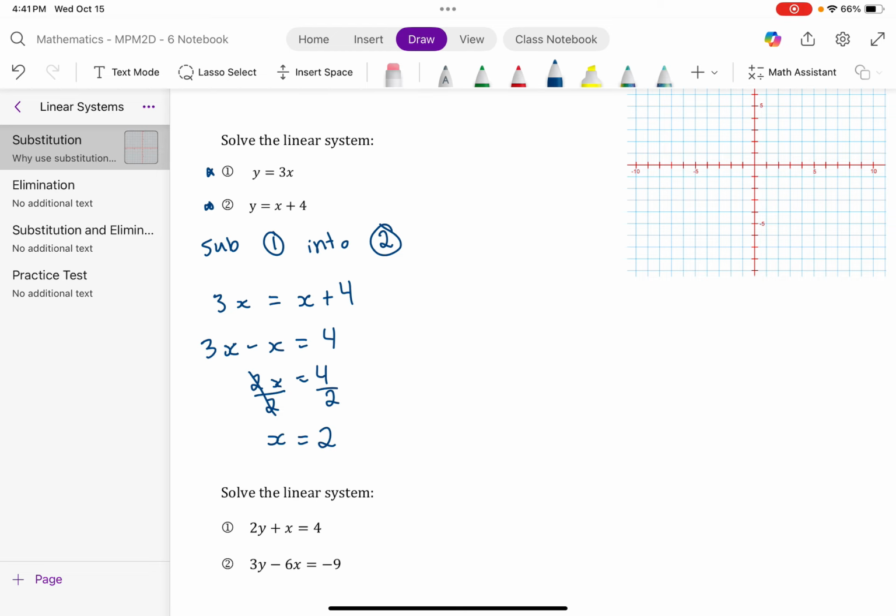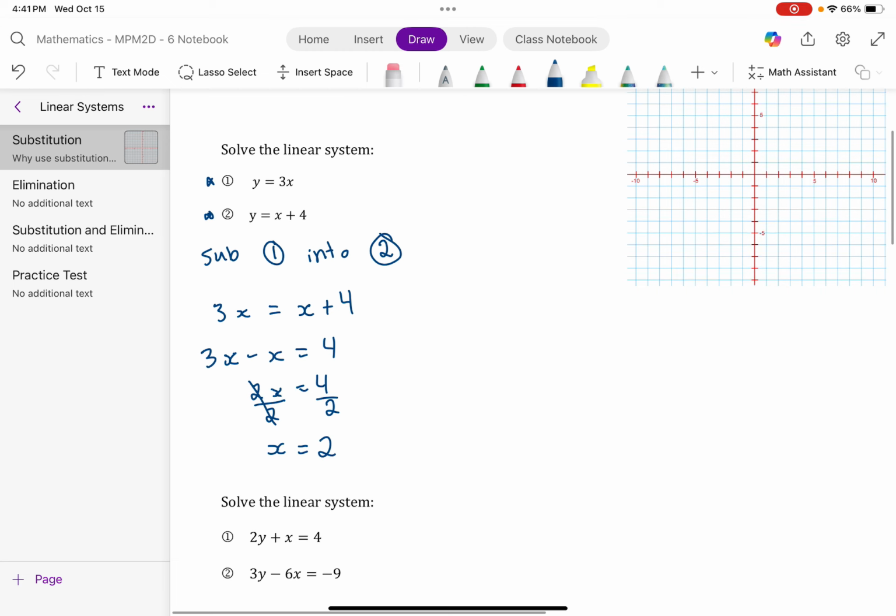Now that we know what that x coordinate is, we can sub x equals 2 back into either equation 1 or equation 2, whichever you think is easiest to solve for. They're both fairly easy in this case here. I'll sub it back in for equation 1. So y is going to be equal to 3 times 2. y is going to be equal to 6. You'd get the same answer if you subbed that value of x equals 2 into equation 2.